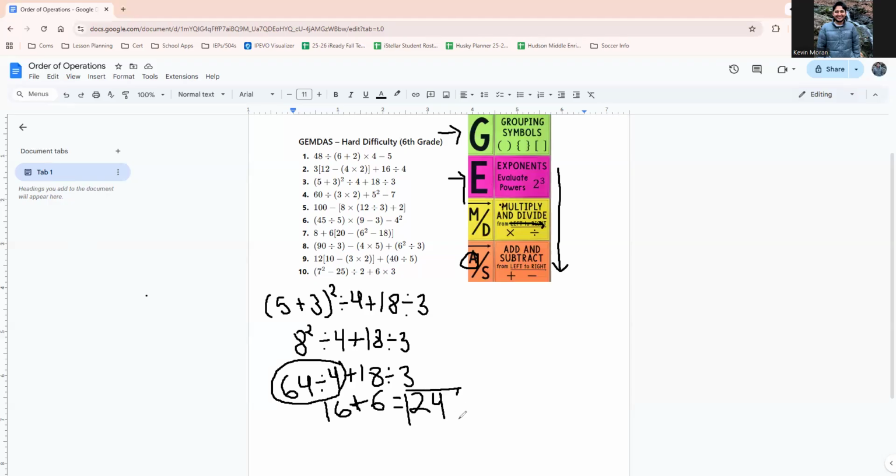And that's my answer. All right, please make sure you're using GEMDAS from the top to the bottom. Every single time you get to a new line, ask yourself, do I have any groups? Any exponents? Multiplication, division, addition, or subtraction? And you do it in that order.